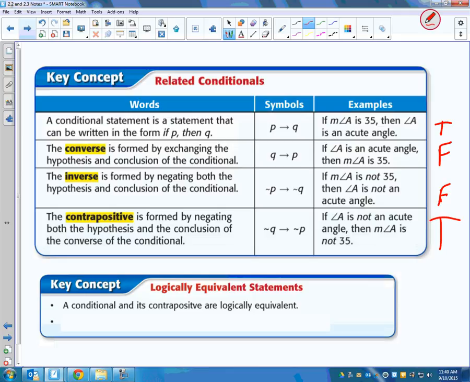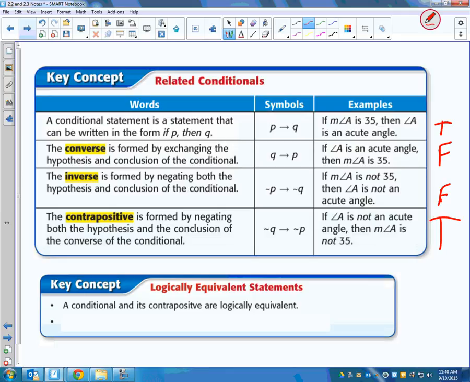So, if P then Q will always be the same as if not Q then not P. Notice for us they were both true. If this is false, that means your contrapositive will also be false. And so that's a nice way to check your answer if you can remember it.